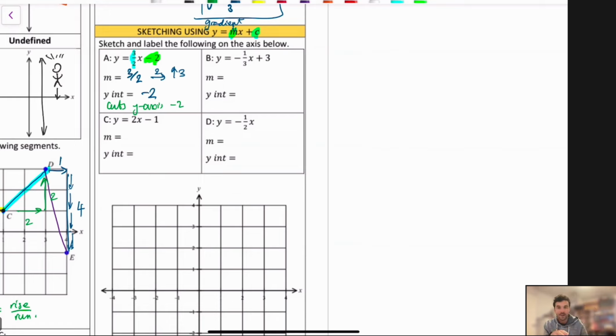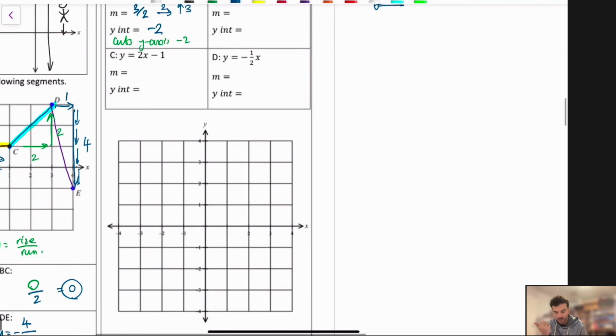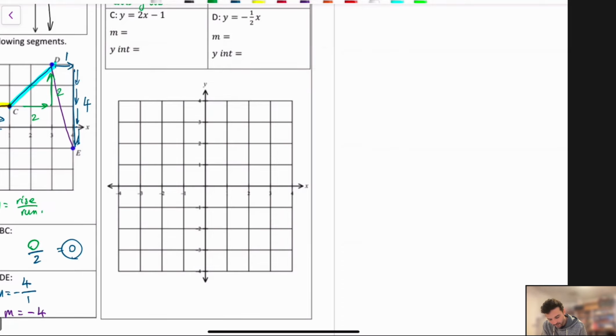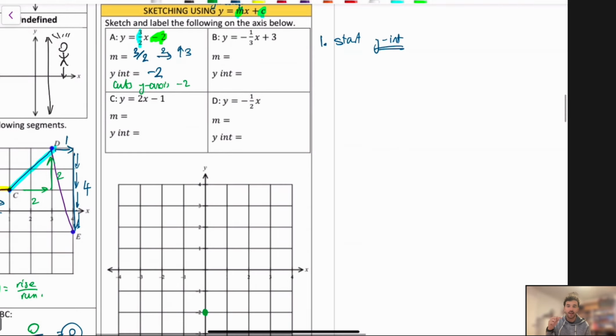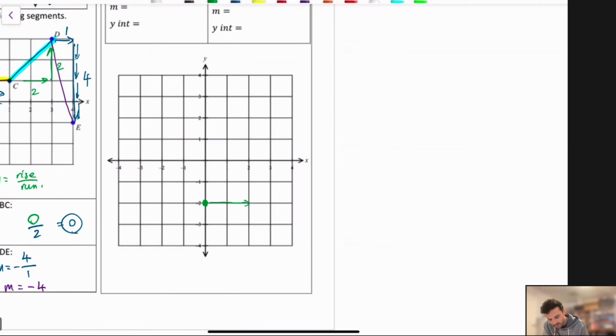So with that, let's sketch this line. First step when sketching lines is we start at the y-intercept. In this case, we're starting at the y-intercept of -2, so let's draw a big dot there at -2. There we go, that's our y-intercept. Now, the gradient says go across 2, up 3. So we can go across 2 and then up 3. Now, what we do is put a dot at the next point. Across 2, up 3. Draw another dot.